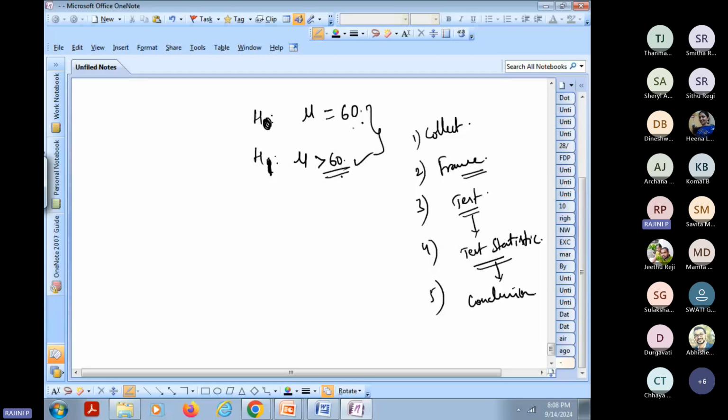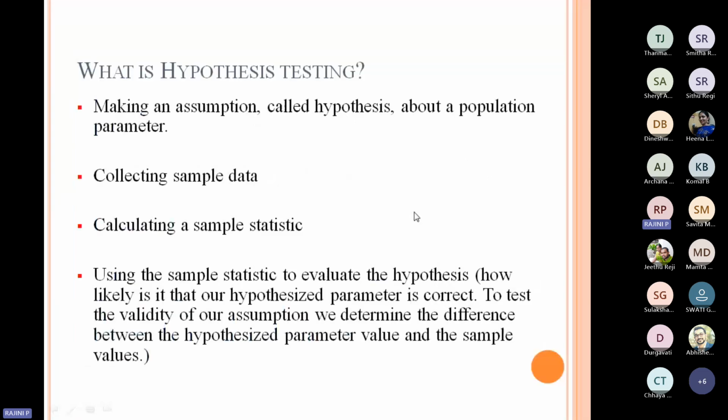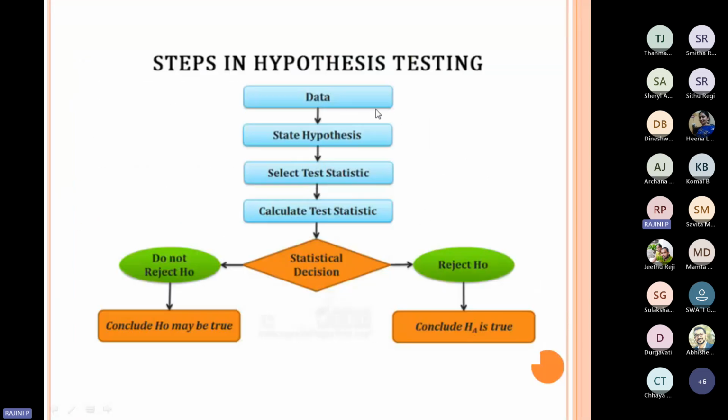So whether to accept H naught or reject H naught. Okay, so these are the 5 steps you need to check in testing of hypothesis. So the flow chart I'll be showing you.